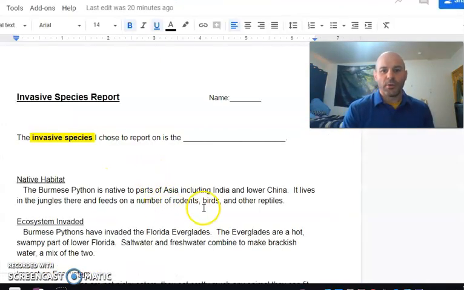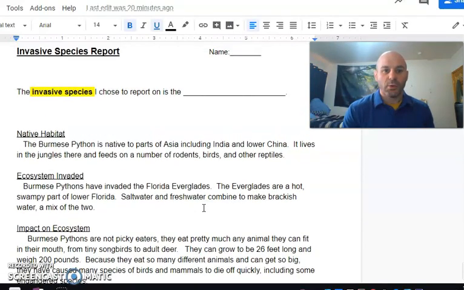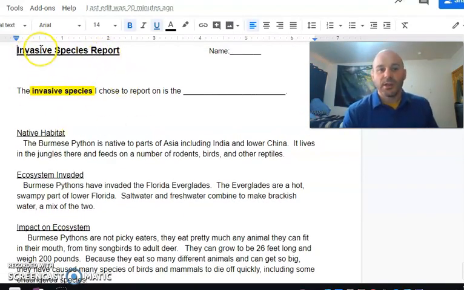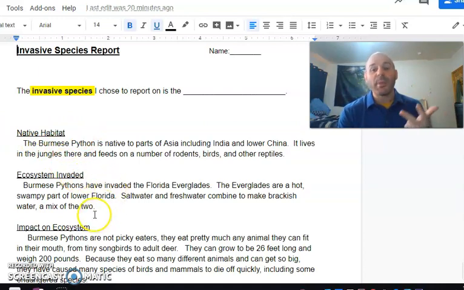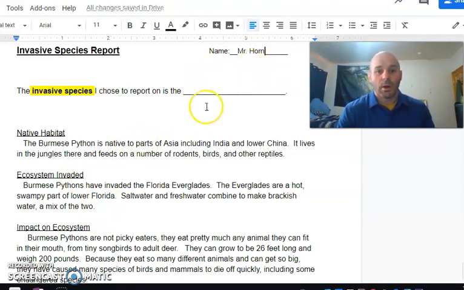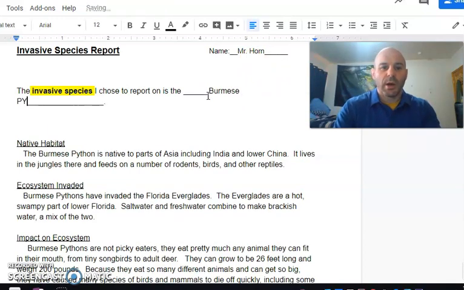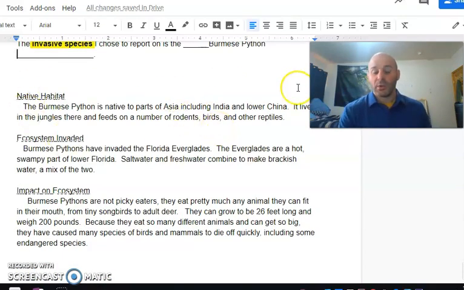So I already wrote a few notes. I will leave for you, when you open your document, you will see the Invasive Species Report, name, and a place to write which species you chose. And also you're going to see a heading, just like the criteria for success points out: the native habitat, the ecosystem that's invaded, and the impact on that ecosystem. So after I put my name, I did my report on the Burmese python, and I already included some information that I wrote down.